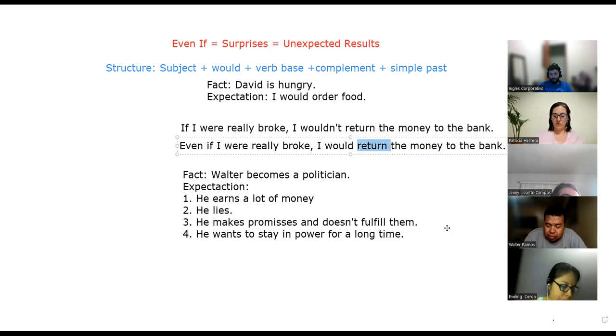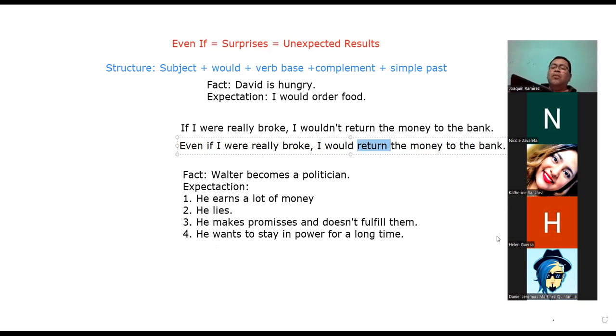Teacher, I have mine. Go ahead. Okay. Even if Walter became a politician, he wouldn't earn a lot of money to pay his debts. Very good. Good job. That's good. All right. Complete all four of them, right? All four, right? Yeah.